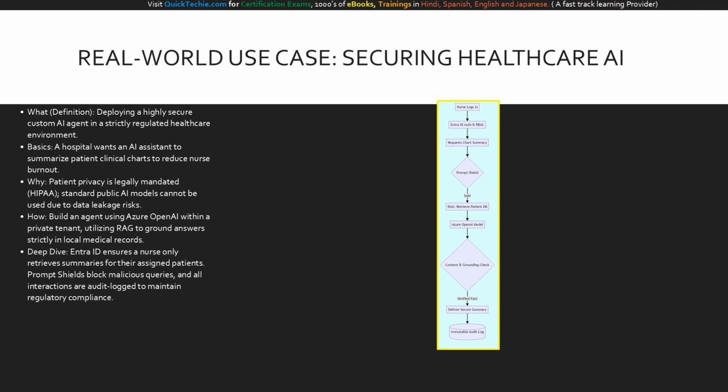Let's synthesize everything into a real-world use case that proves the vital importance of secure AI. Imagine a major healthcare network. The problem: nurses are experiencing severe burnout due to the hours spent reading complex clinical charts. The business wants to deploy an AI assistant to instantly summarize these charts. What is the challenge? Patient privacy is governed by strict laws like HIPAA. They absolutely cannot use public AI models, or they risk massive data leakage and fines.